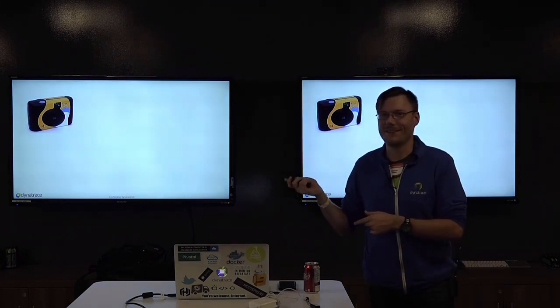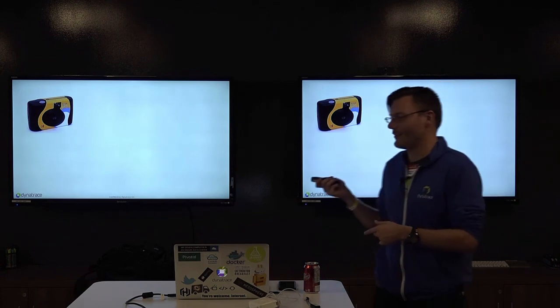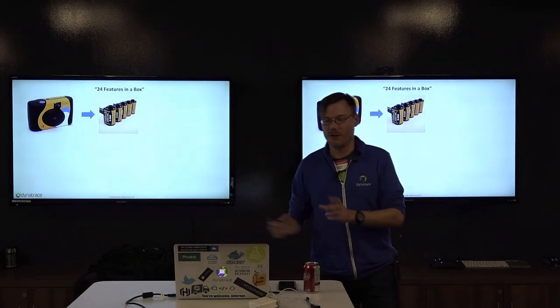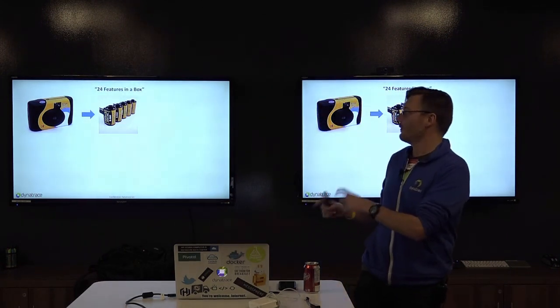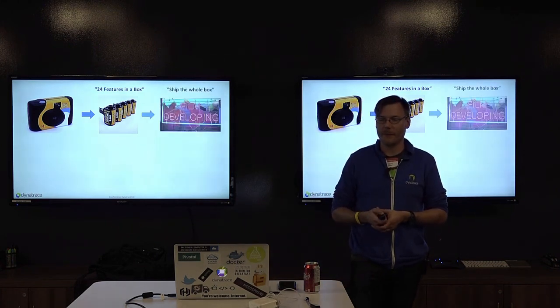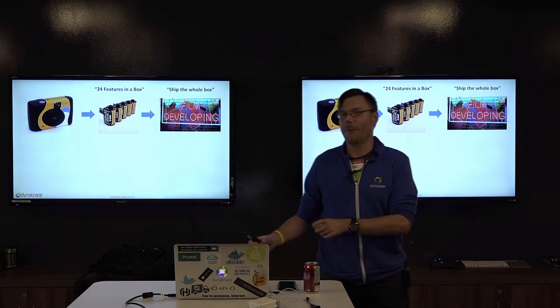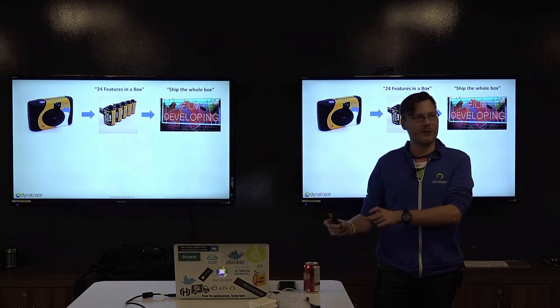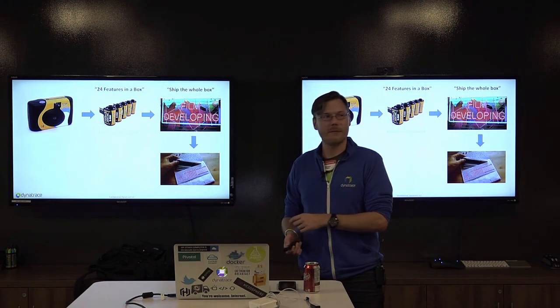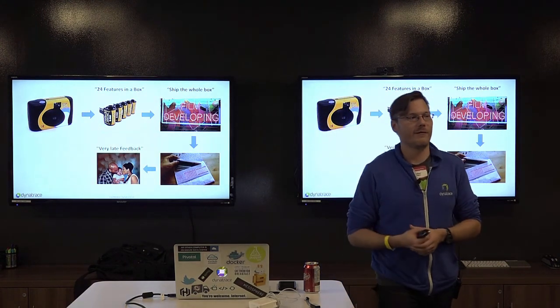Right? Disposable camera. So you've got this disposable camera. You use it to take a couple of pictures, right? 24 features are in that box. You have 24 exposures in that roll of film, right? So you ship the whole box, all 24 of those features at once, and then you get it delivered, and now you get your feedback very late.